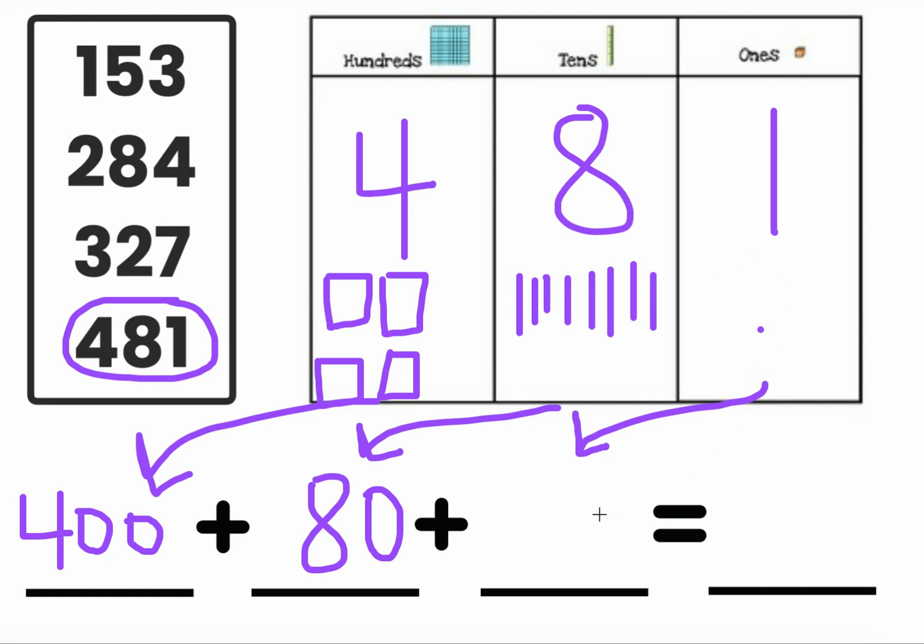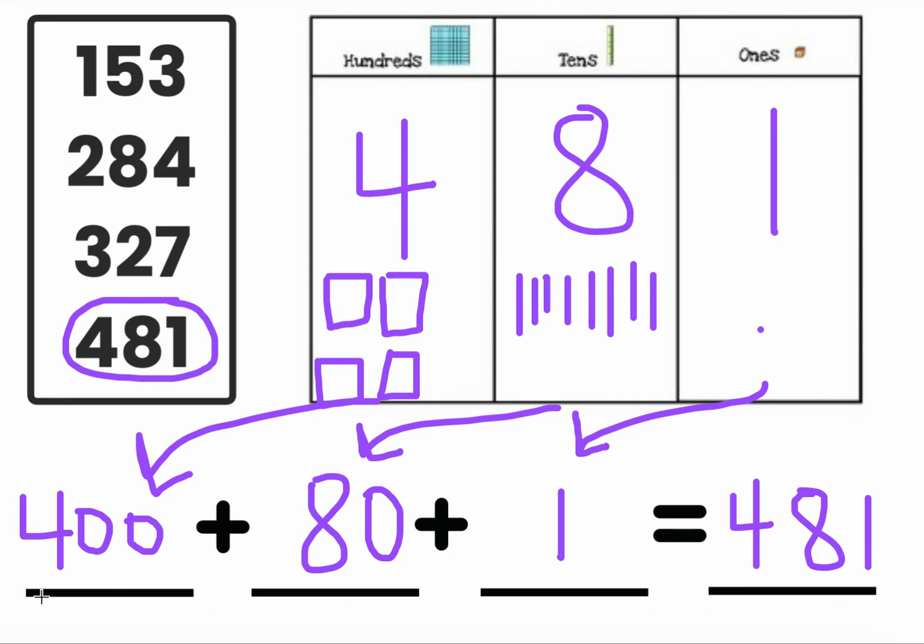So we have 1 one. Now my standard form 481 matches my place value, 481, and it matches my expanded form, 481, which means 400 plus 80 plus 1 is 481. And that's how we do our standard form, our place value form with our pictures, and our expanded form.